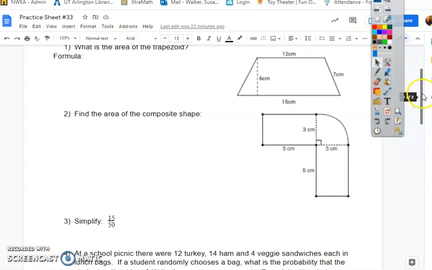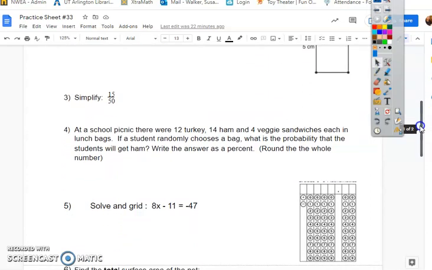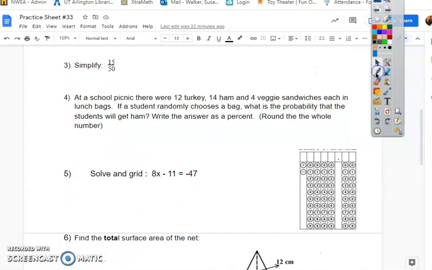For simplifying, I'm not going to do that one for you because I think you can see what the top and bottom will divide by. Okay, so this is what we're going to be working on this week starting Wednesday, or Thursday, actually. So I'm going to go on and go through this with you. It's pretty easy, and then I'll let you finish it up.